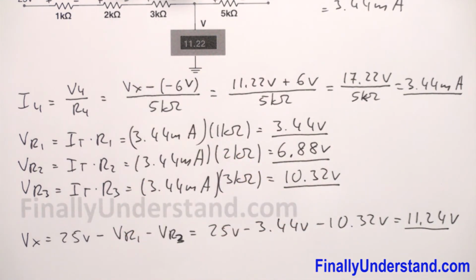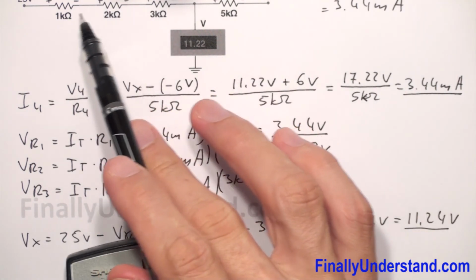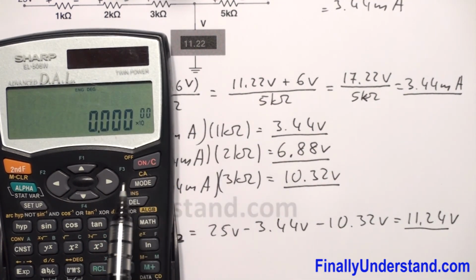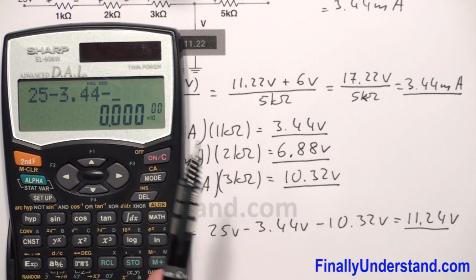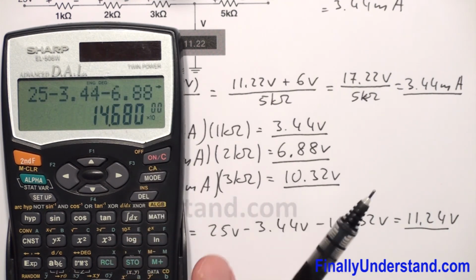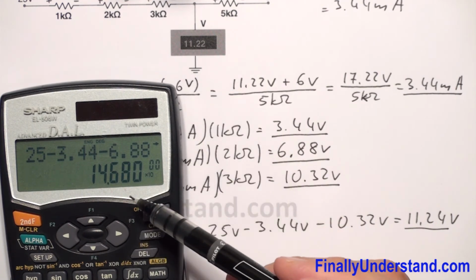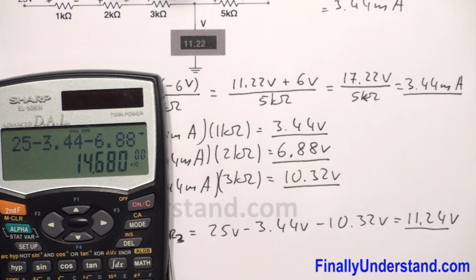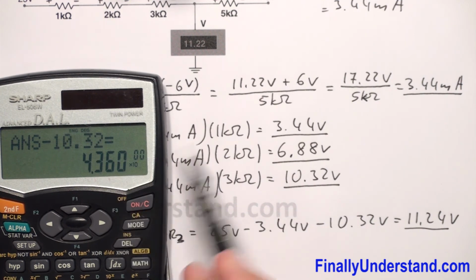So let me repeat myself one more time. Let me show what I really meant. I found the voltages across each of these 3 resistors. And someone is going to say, okay, I'm going to subtract 25 minus 3.44 minus 6.88. We got more than 11.22: we get 14.68. If you subtract the third voltage, 10.32, you will obtain 4.36.